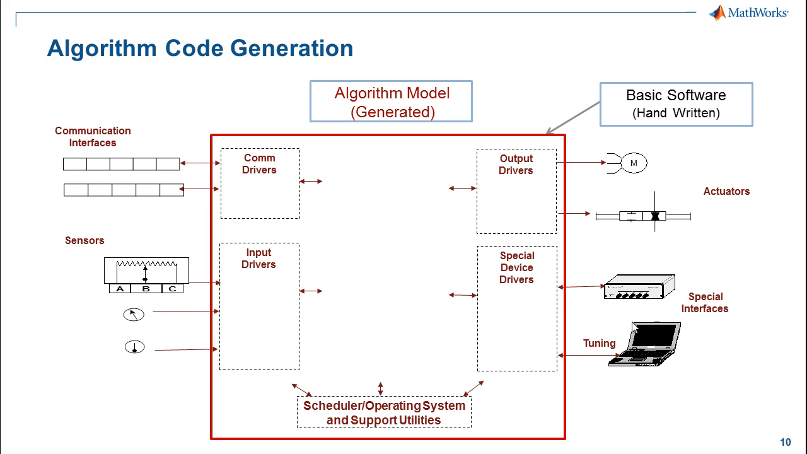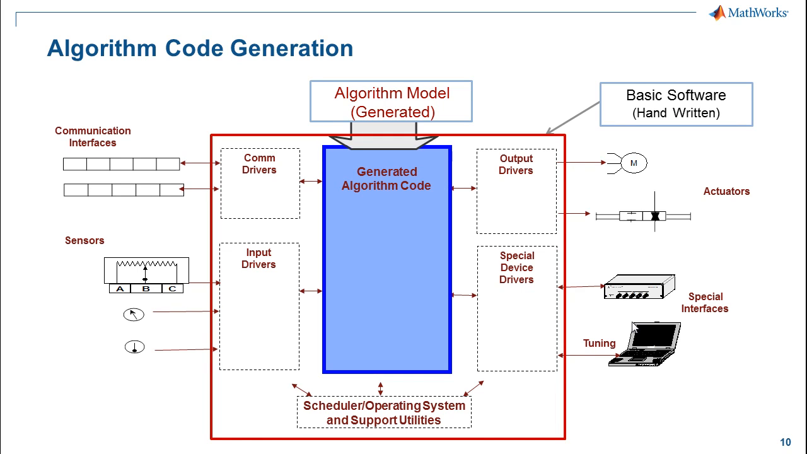Generally, when people create a software application, they break it up into a basic software piece as shown, where you have your drivers and scheduler, your hardware-specific components, and the algorithm, which tends to be abstracted from the hardware. In such a scenario, the use of code generation fits quite easily in that you can just generate code for your algorithm in such a way that it plugs in nicely with the basic software framework. This approach is called algorithm code generation.